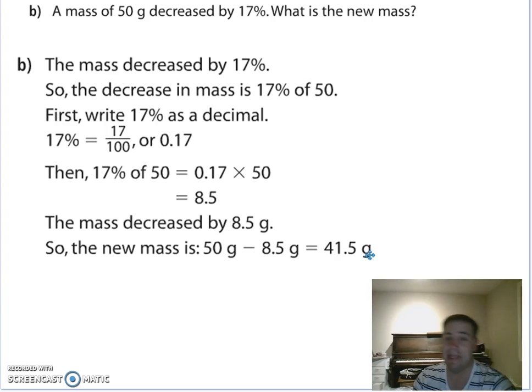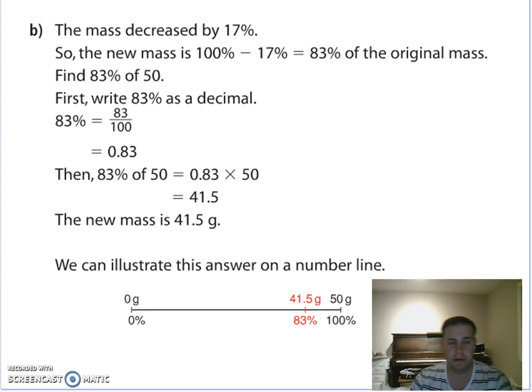So the new mass is going to be 50 grams minus the 17% decrease, which was 8.5 grams, which is 41.5 grams. And likewise, you can do a method very similar to the secondary method we talked about with adding the 100% and the 40%. Well, in this case, you have 100% of the original mass, but then you're taking away 17%. So 100% minus 17% is going to be 83% of the original mass. So we're going to find 83% of 50. 83% as a decimal is 0.83. 0.83 times 50 is 41.5. And in this case, it's grams. That's our unit. And we can even show it on a number line if need be.